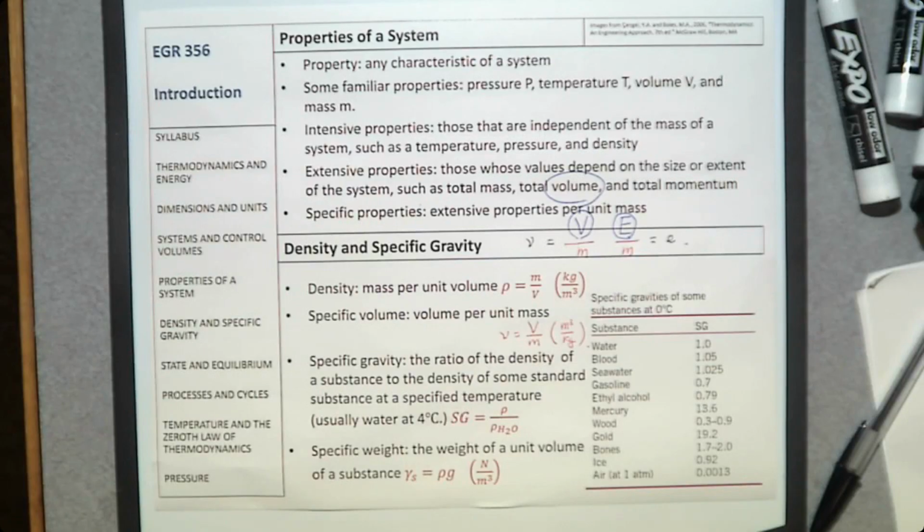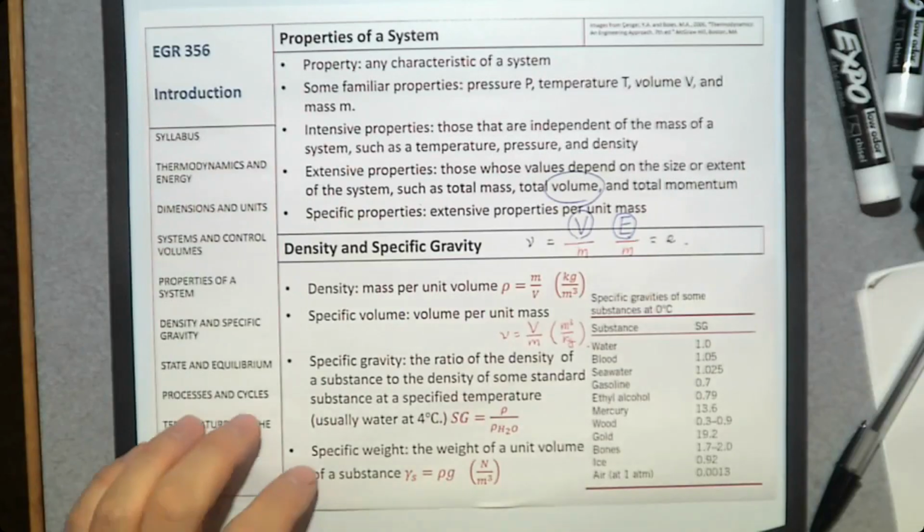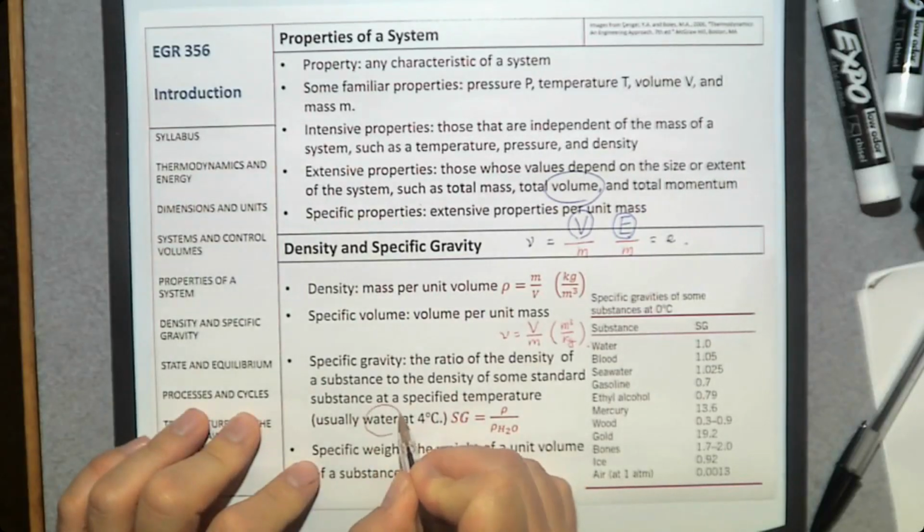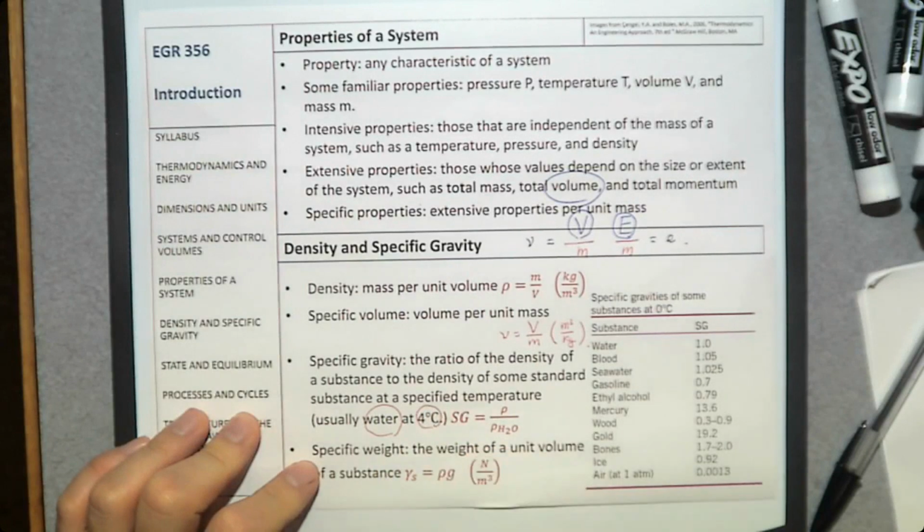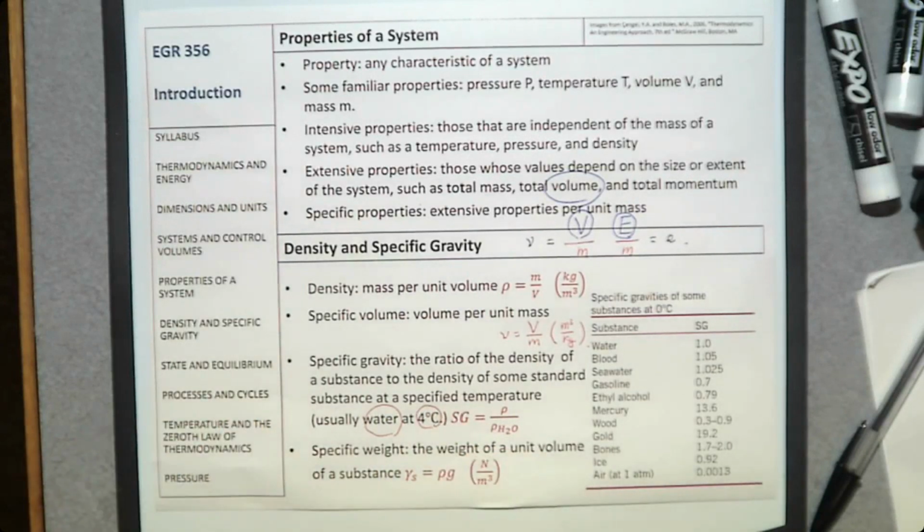Another important property is the specific gravity. Specific gravity is the ratio of the density of a substance to the density of some standard substance. Usually we use water for this standard substance, water at 4 degrees Celsius. Why do we use water at 4 degrees Celsius?